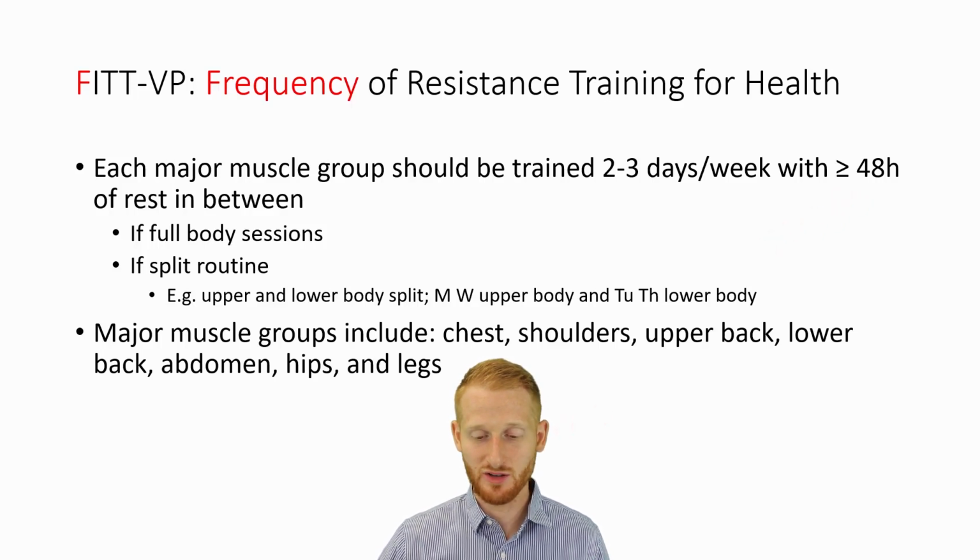All right, so when I say muscle group, the major muscle groups are the chest, shoulders, upper back, lower back, abdomen, hips, and legs. All right, so all these major muscle groups need to be worked at least 2 to 3 times per week in order to get the full health benefits from resistance training. If you start getting more towards fitness or athletic performance, oftentimes people will work them more than 2 to 3 times per week, and to do that, you're pretty much going to have to use a split routine.